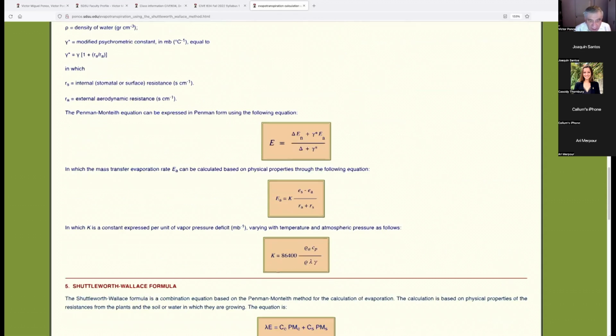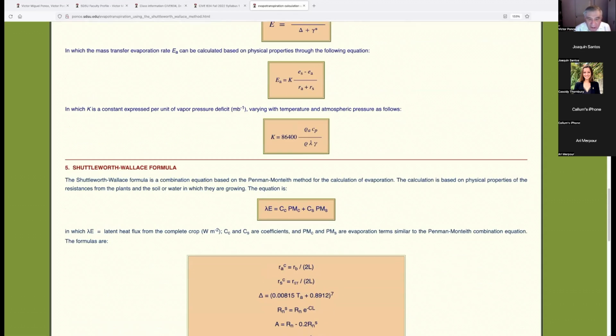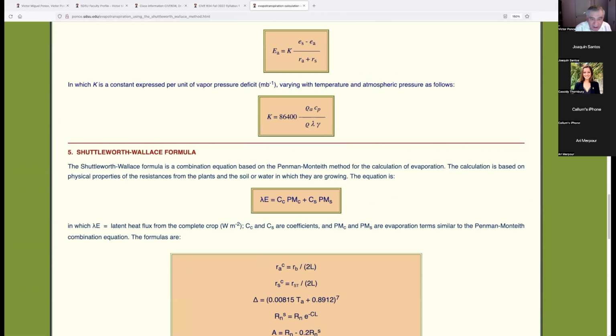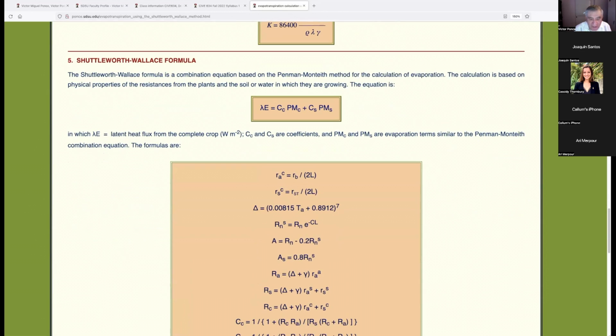Okay, and they're all defined in here, and all these numbers that you see in here, I have already talked about. Then the Shuttleworth-Wallace. What did Shuttleworth-Wallace do? It's a combination equation based on the Penman-Monteith method. The calculation is based on physical properties of the resistances from the plants in the soil or water in which they're growing. So in here we have 5 resistances. Can you believe that? If 2 resistances were already hard, you can imagine.